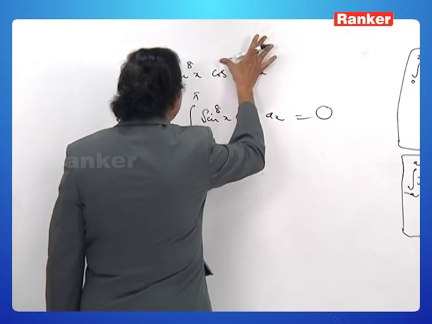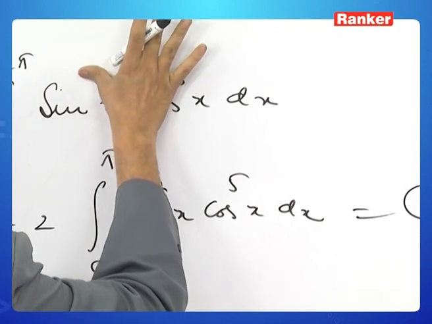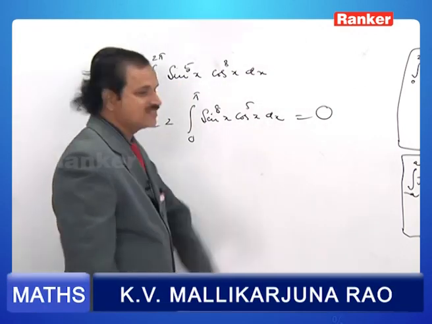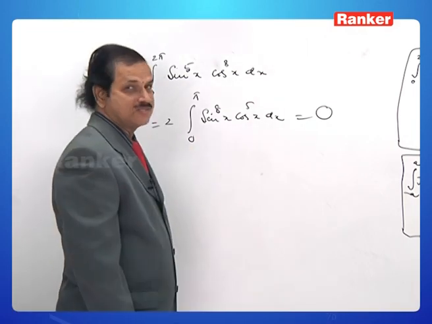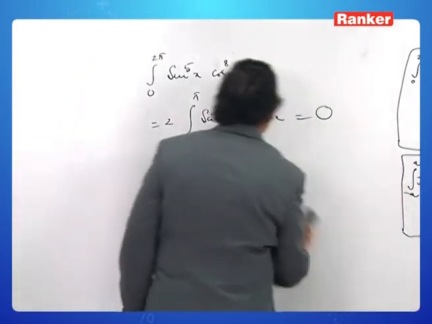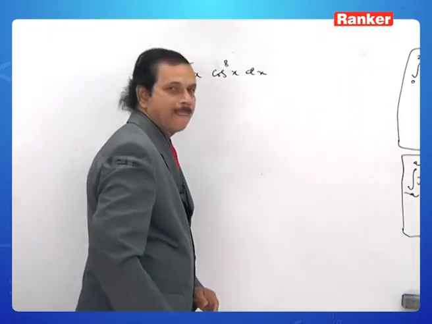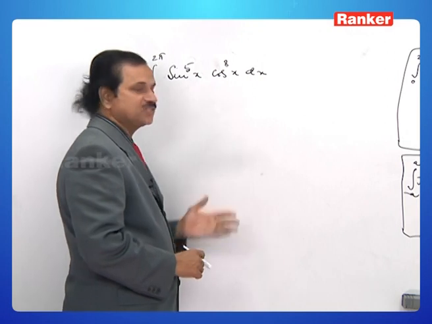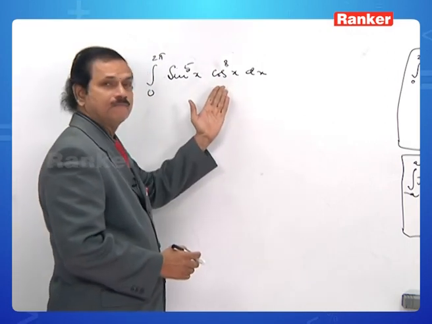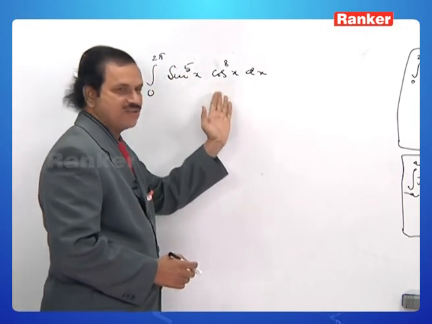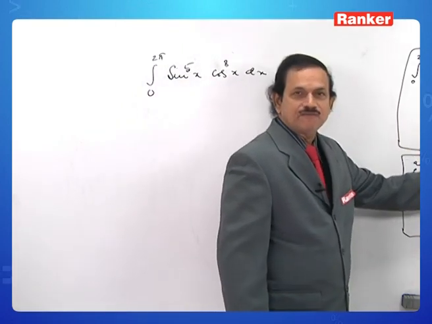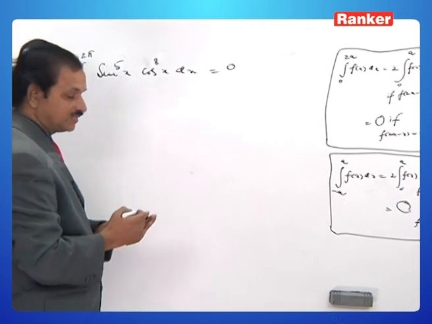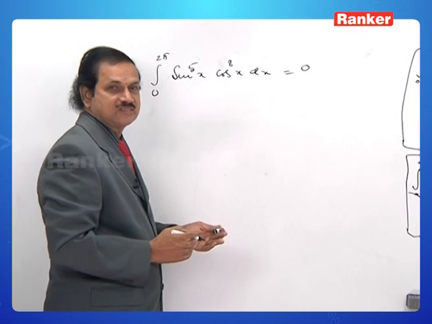Now I interchange the numbers. I have just interchanged the exponents: sine power 5x into cos power 8x. What is the position now? Of course this step is not necessary. Sine of 2 pi minus x is in the fourth quadrant, so it is minus sine x. Minus sine x power 5 is minus sine power 5x, but the cosine part is positive. Negative number into positive number is negative, so the function changes its sign. f of 2a minus x has become minus f of x. Hence the answer is 0, because f of 2a minus x is nothing but minus f of x.